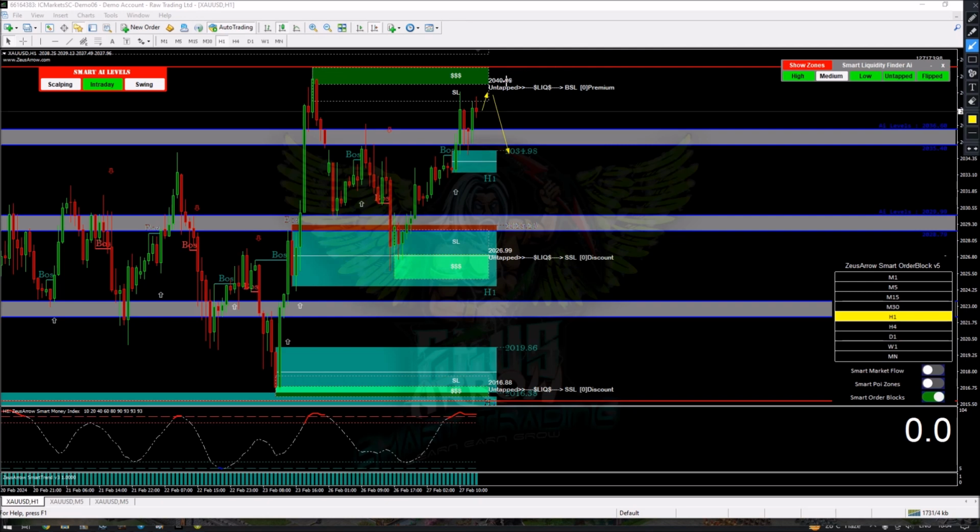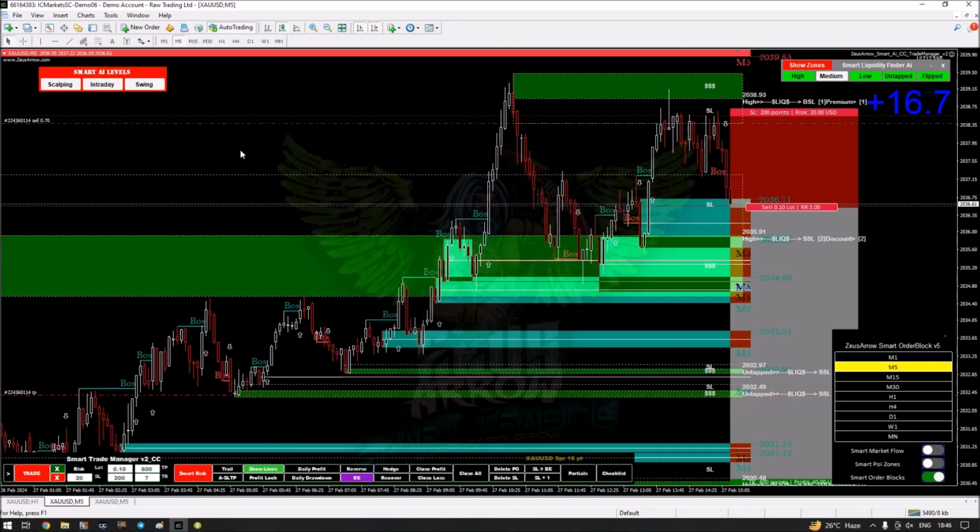Second, I can look for a break and retest and continuation confirmation. So in both scenarios, right now I'm looking for a confirmation, and as soon as I get a lower time frame confirmation entry, I will take my entry and then I will break down the trade setup to you. So stay tuned.